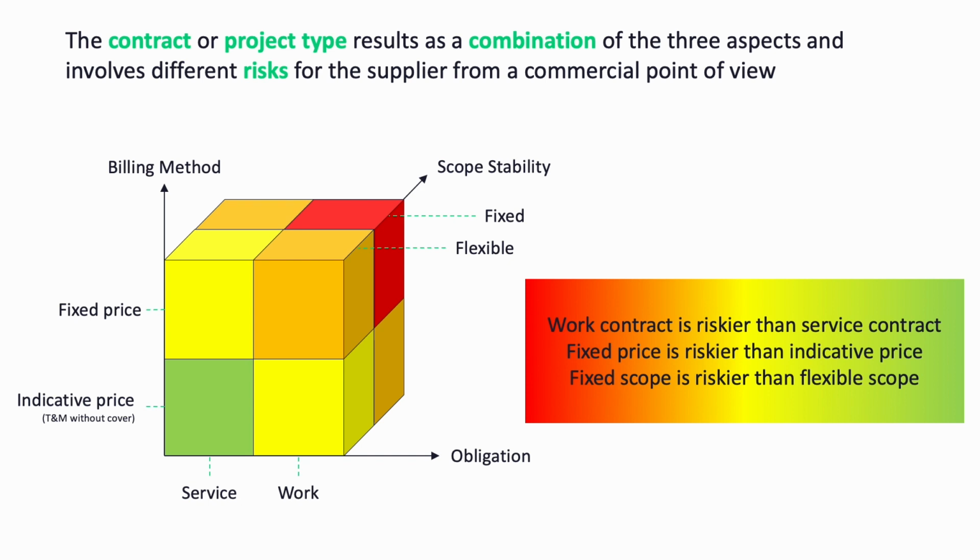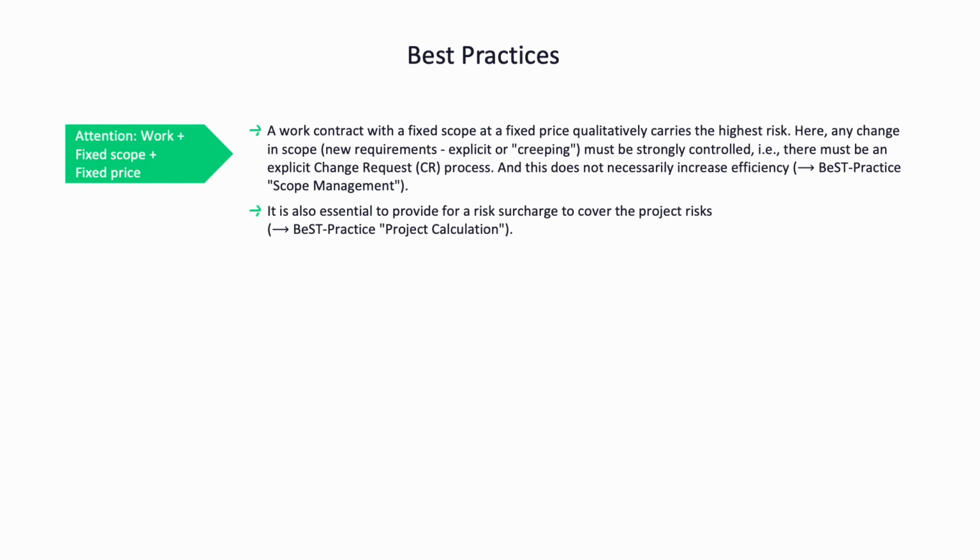And that brings us to the best practices. What needs to be considered with regard to the different types of contracts and projects? First of all, beware of the combination of work plus fixed scope plus fixed price. A work with a fixed scope at a fixed price carries the highest risk. Here, any change in scope, that is, any form of new requirements, whether explicit or creeping, must be strongly controlled. There must be an explicit change request, CR, process, and that does not necessarily increase efficiency. See the best practice video on scope management.